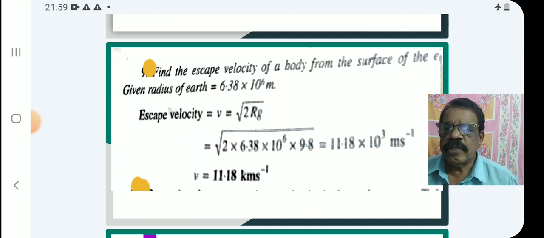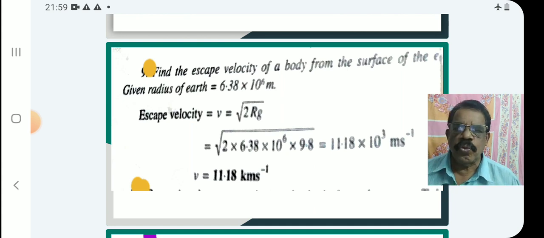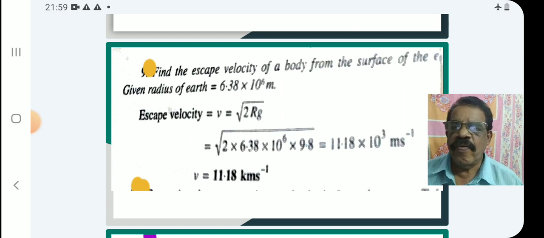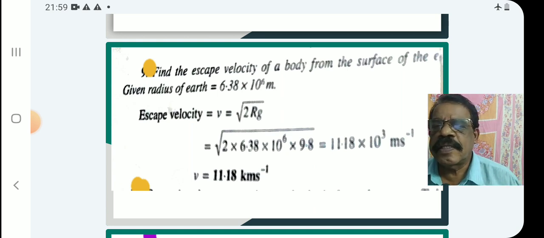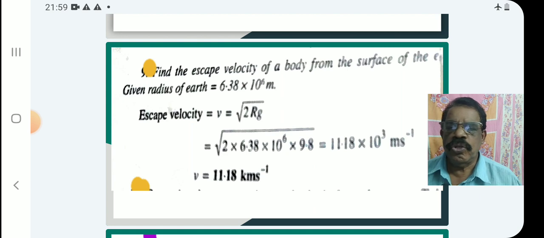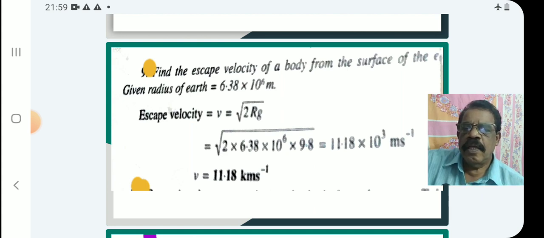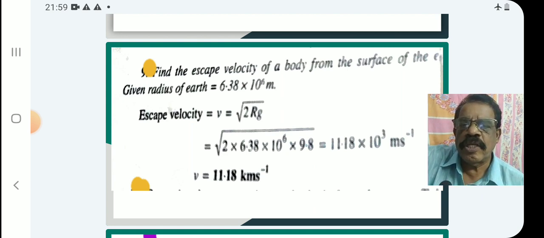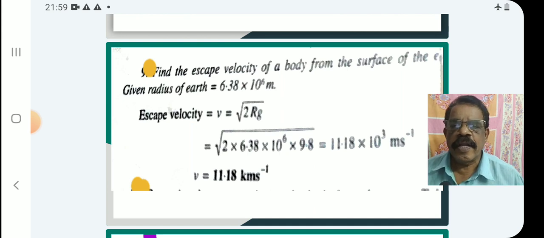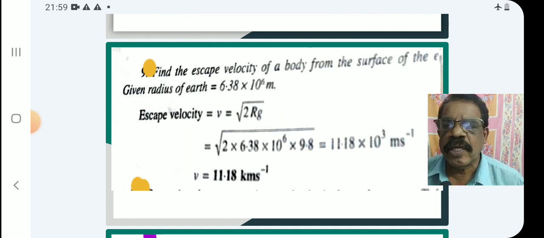So for escape velocity, we have two different formulas. The first one is in terms of small g, root of 2Rg. R is the radius and g is the acceleration due to gravity. Using root of 2 into 6.38 into 10 raised to 6 into 9.8, that is 11.18 into 10 raised to 3 meter per second, and 10 raised to 3 meter is kilometer.